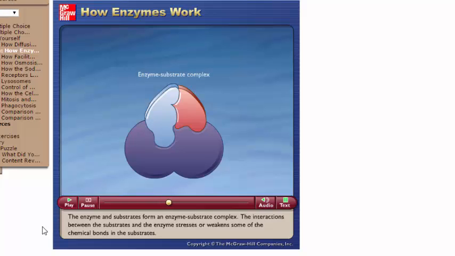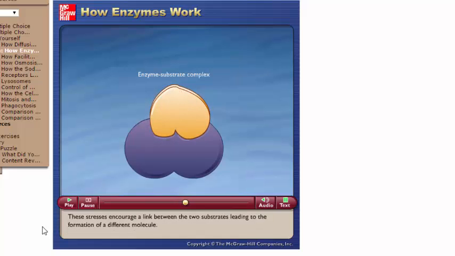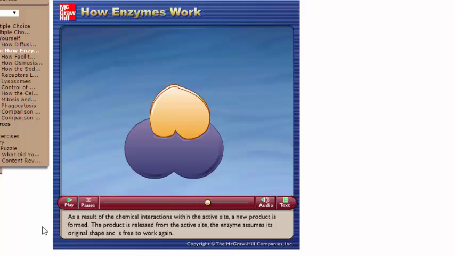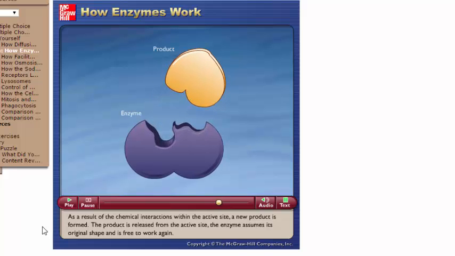The interactions between the substrates and the enzyme stress or weaken some of the chemical bonds in the substrates. These stresses encourage a link between the two substrates, leading to the formation of a different molecule. As a result of the chemical interactions within the active site, a new product is formed. The product is released from the active site. The enzyme assumes its original shape and is free to work again. Although this reaction has specifically illustrated the formation of a single product from two substrate molecules, other enzymes catalyze the formation of two products from a single substrate.